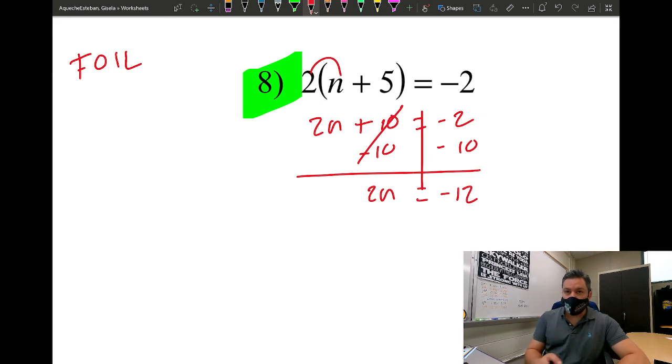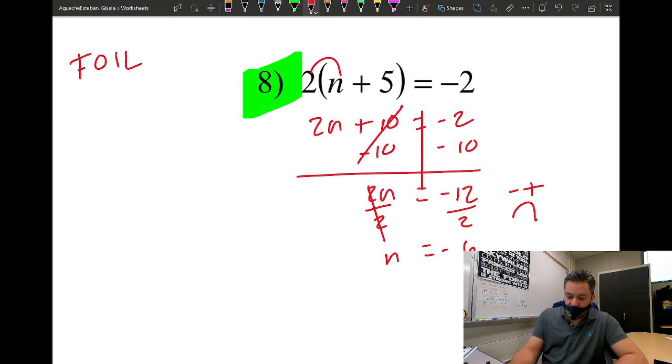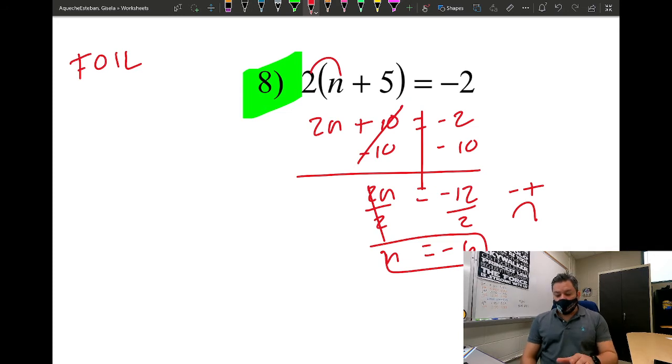What is the 2 and the n doing? Multiply or divide? So the opposite is? So we're going to divide by 2. We're going to divide by 2. This cancels out because you only have one n left. And on the other side, I have 6. Negative and positive is going to be happy or sad? Sad. Okay, so pattern.